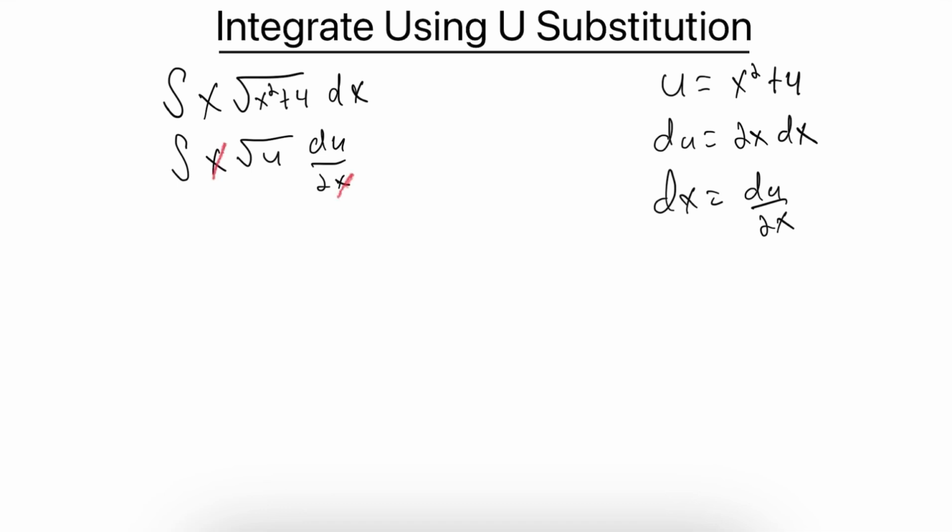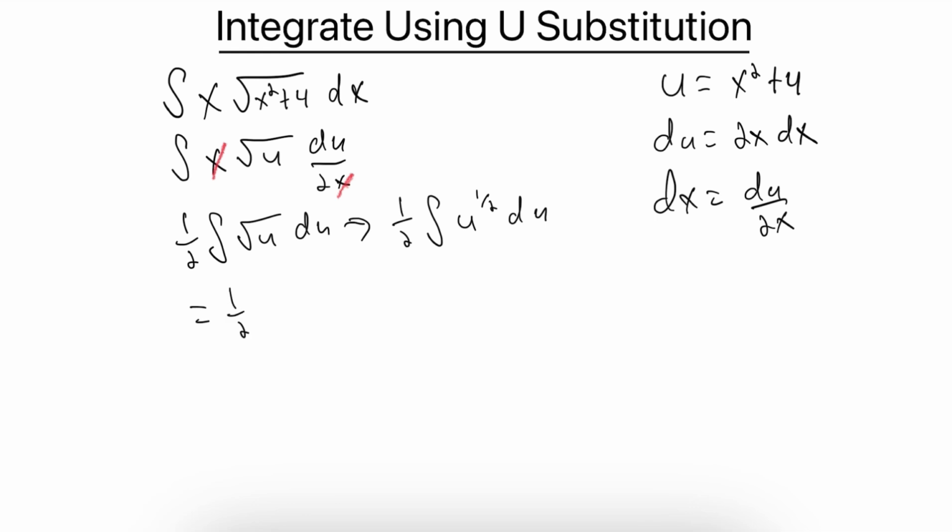So our x's are going to cancel. We'll move our 1/2 back out front. So we have 1/2 times the integral of square root of u du. So we'll rewrite this as 1/2 integral of u^(1/2) du. So now we're going to integrate. We have 1/2 times 2 over 3 u raised to the power of 3 over 2 plus c.